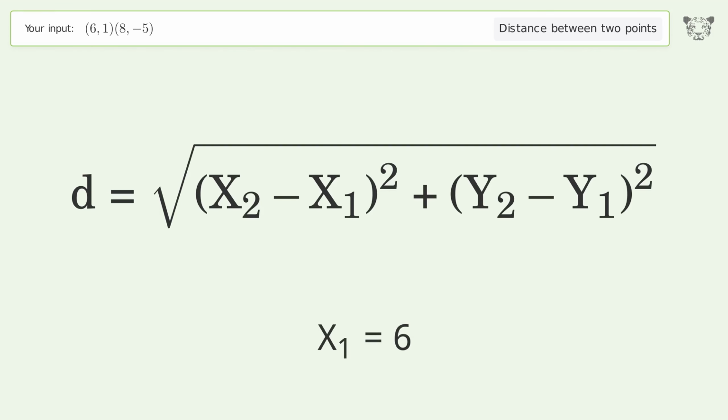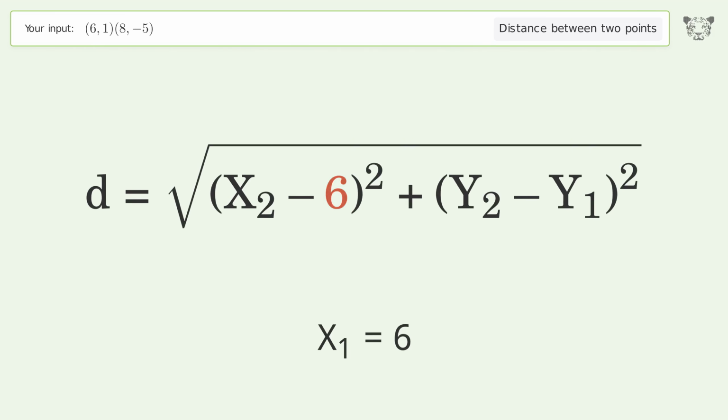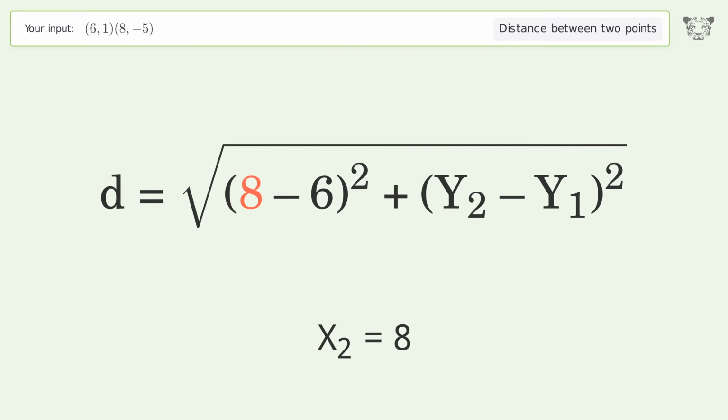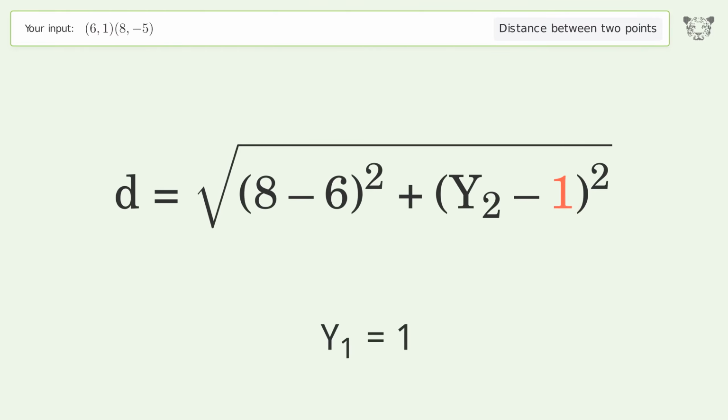x1 equals 6. x2 equals 8. y1 equals 1. y2 equals -5.